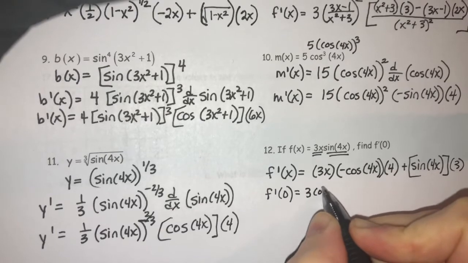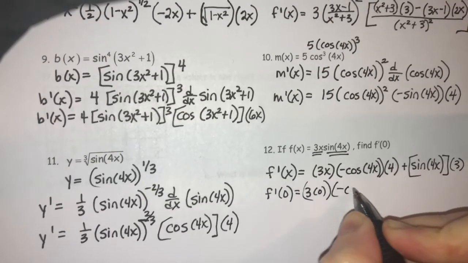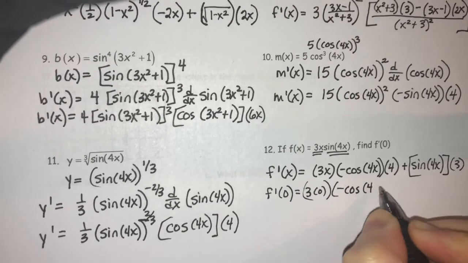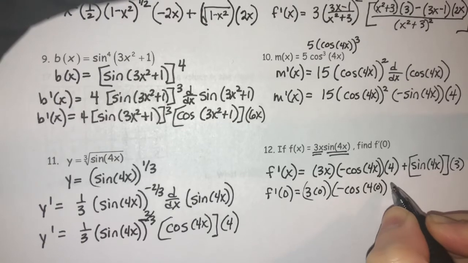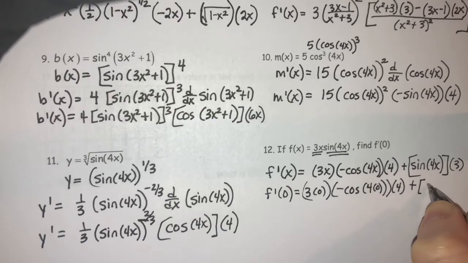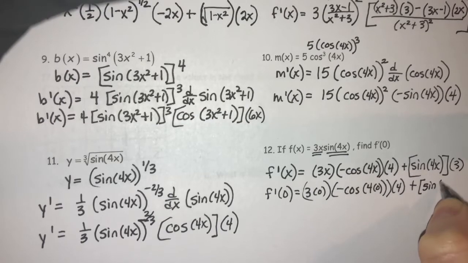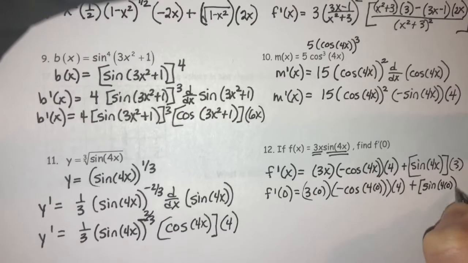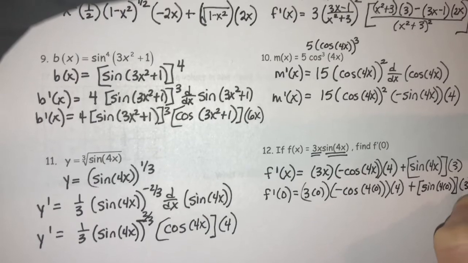3 times 0, cosine of 4 times 0, times 4, plus sine of 4 times 0 times 3.